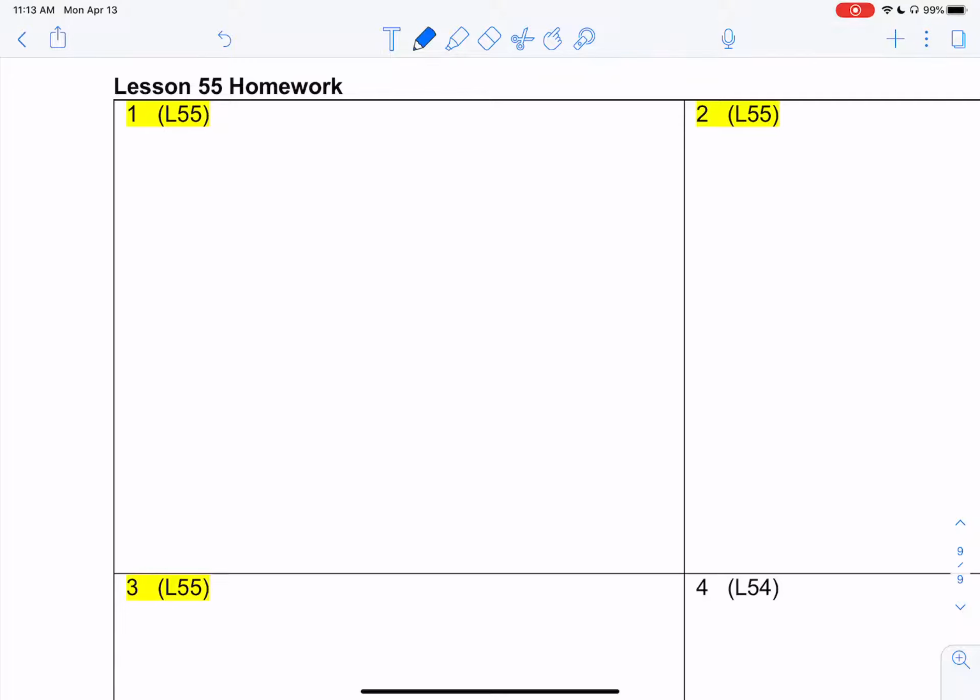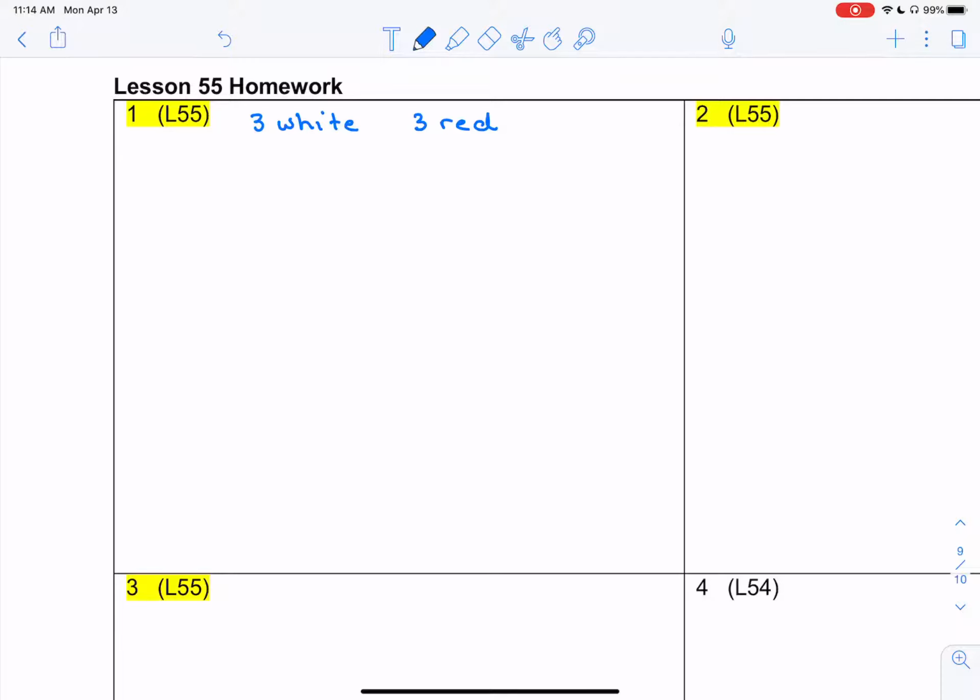On page 365, question number 1, how many distinguishable ways can 3 white marbles, 3 red marbles be placed in a row if 2 marbles of the same color cannot be adjacent? Okay, so we have 3 white and 3 red marbles. I'm going to make that note up here. And I'm going to show you how we could possibly just draw this out.